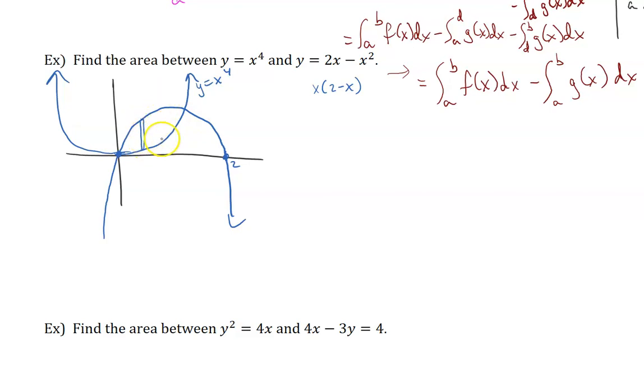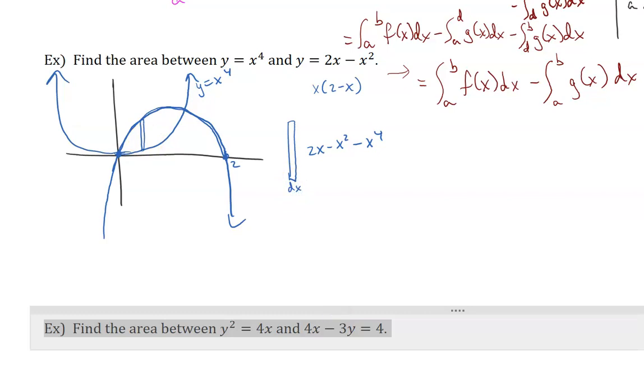That rectangle, wherever I draw it, would have the same height in terms of the functions. So let me draw my little slice over to the side here. The height of this is the top curve minus the bottom curve. Sorry, that's not a very smooth curve. Top curve minus the bottom curve, which is the parabola minus the quartic function. So the height is 2x minus x squared minus x to the fourth. And then the thickness here is dx, that tiny horizontal change.